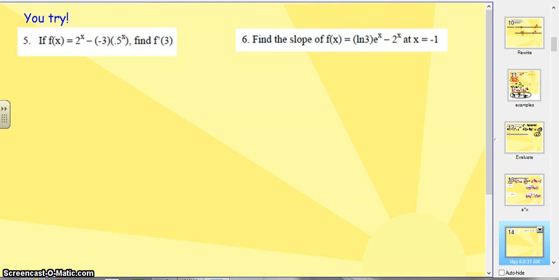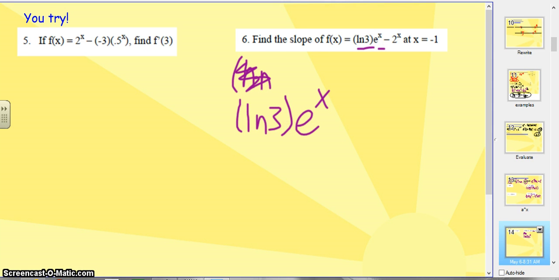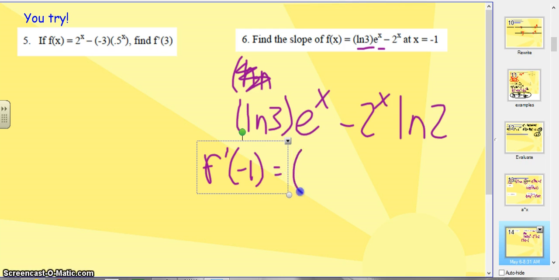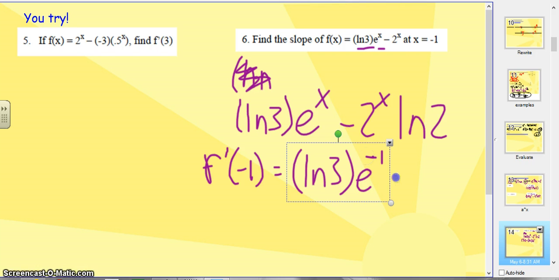Okay, and then I'm going to do number 6, same thing we just did. We're going to do the derivative first. So again, ln 3 is a number, so ln 3, whoops, let me rewrite that. ln 3, derivative of e to the x is e to the x, minus 2 to the x, ln 2. Now it says find the derivative at -1. That means plug -1 in. So ln 3 e to the -1 minus 2 to the -1 ln 2.